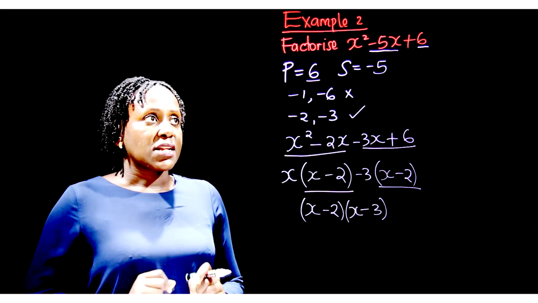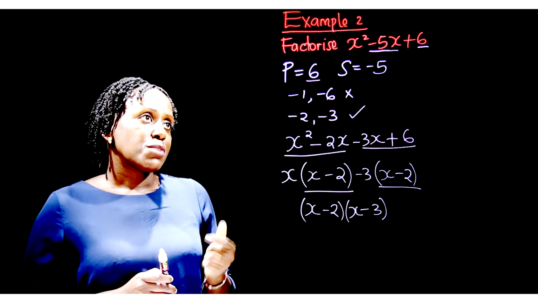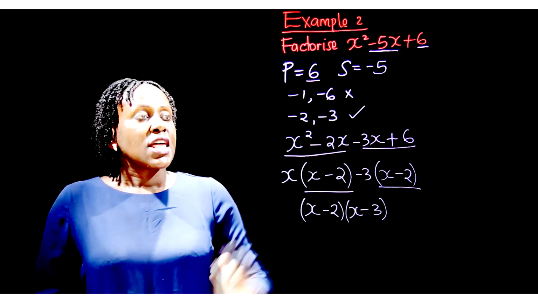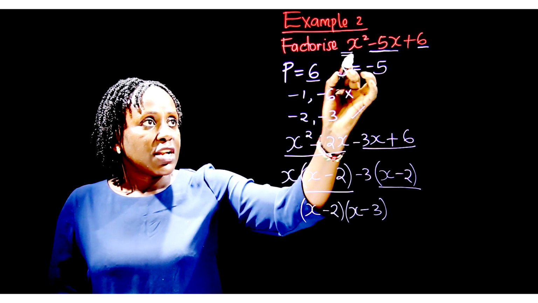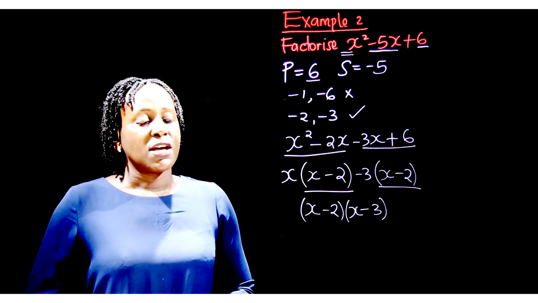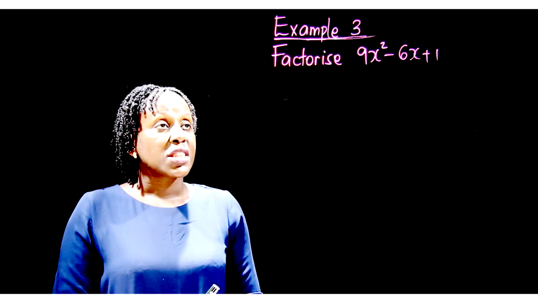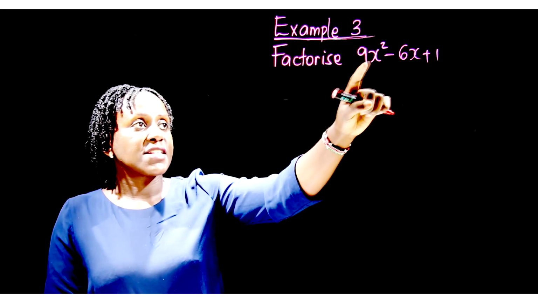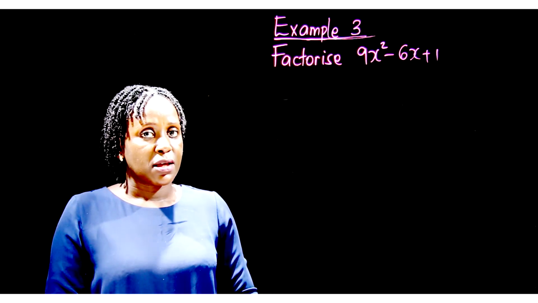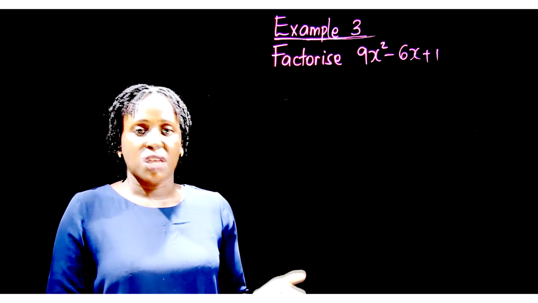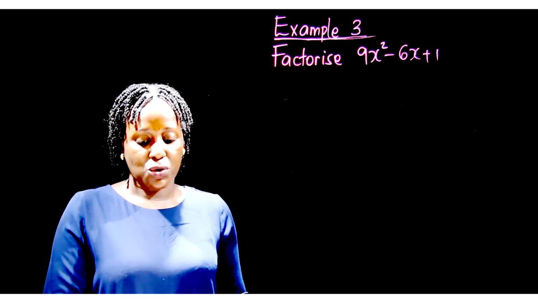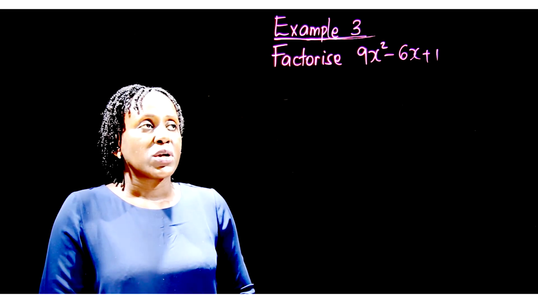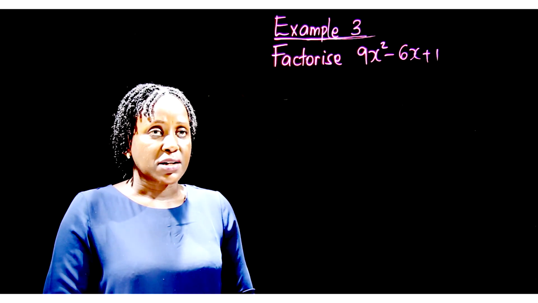Now we're going to look at an example that is a little bit different from the first two. In this example, there will be another value next to the x squared. So let's look at it. Now in this example, you notice that we have 9 as a coefficient of x squared. In the others, the value was just 1, which is why we did not consider it. So in this case, we have to consider that 9 when it comes to getting the product.